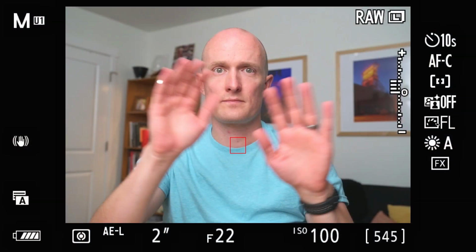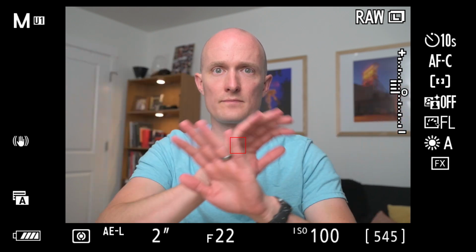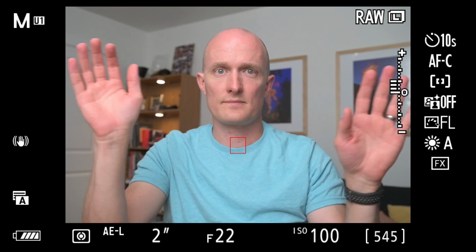Alright, so I'm going to take a few pictures of me moving my hands within the frame. This first exposure is going to be a 2-second exposure. You can see because there's a number 2 with quotation marks after it at the bottom of the frame. Now see how you can barely see my hands. You can see that something's there, but it's almost blurred out completely.